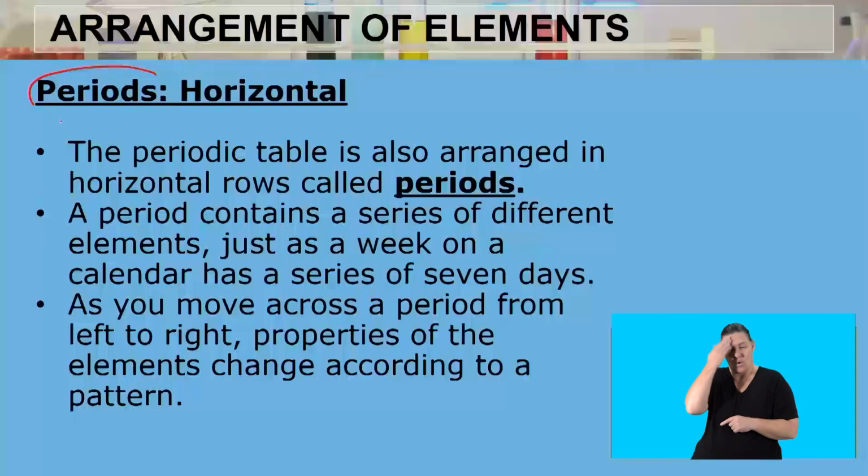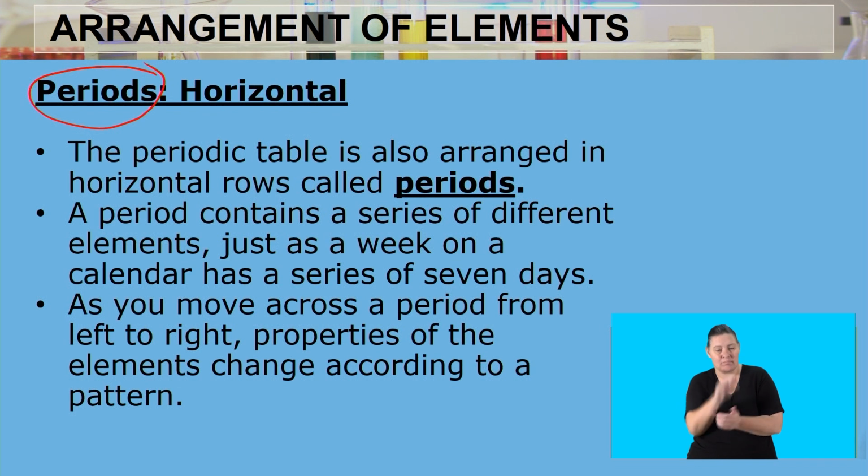Again, with the periodic table, we have said that the arrangement is in terms of the groups, which go vertically down. We also have the horizontal rows, which are known as our periods. The periodic table is also arranged in horizontal rows known as periods. A period contains a series of different elements, just as a week has different days: Monday, Tuesday, Wednesday, all the way to Sunday.